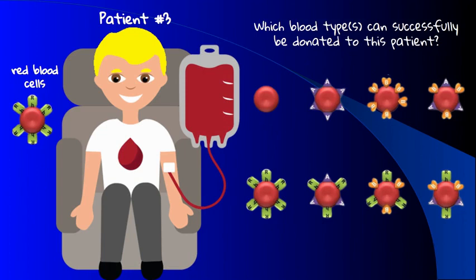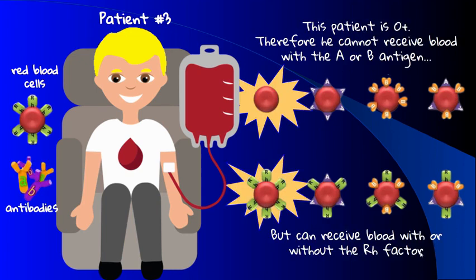And this patient, he has only the Rh antigen on his blood cells. This means that he is O positive. O because he doesn't have any A or B antigens, but he does have the positive. So which blood types can successfully be donated to this patient? This patient is O positive. Therefore, he cannot receive blood with the A or B antigen, but he can receive blood with or without the Rh factor. So that means he could be given O positive or O negative blood.